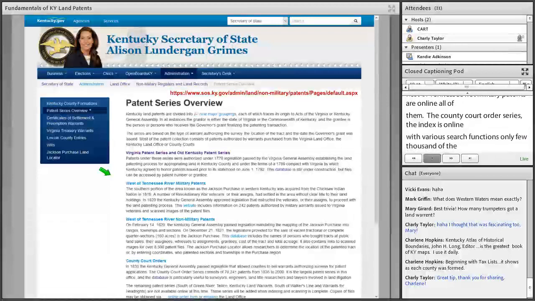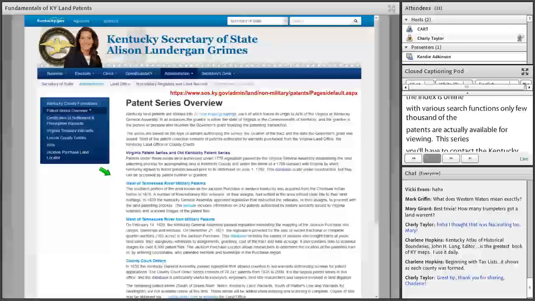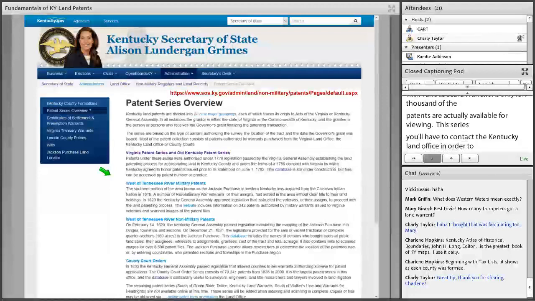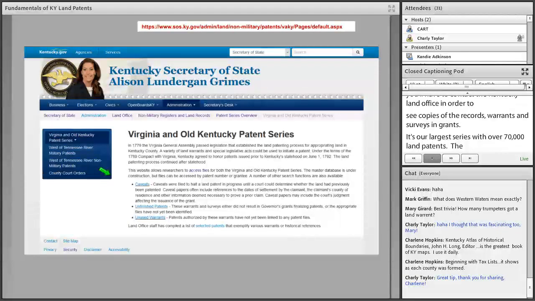For this series, you will still have to contact the Kentucky Land Office in order to see copies of the records, the warrants and the surveys and grants. The County Court Order series is our largest series with over 70,000 land patents. The last patent was issued by Governor Steve Beshear. There are over 100,000 patents in total, dating back to the time we were part of Virginia.